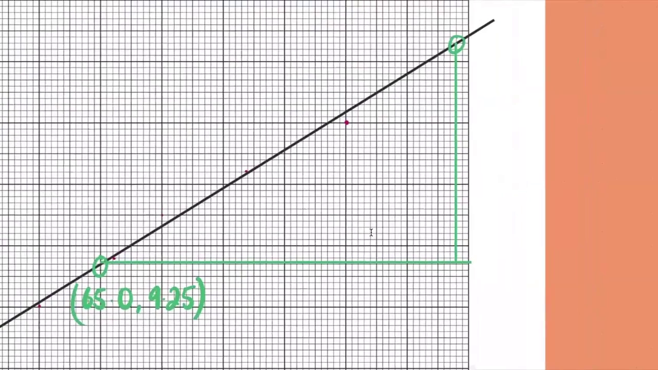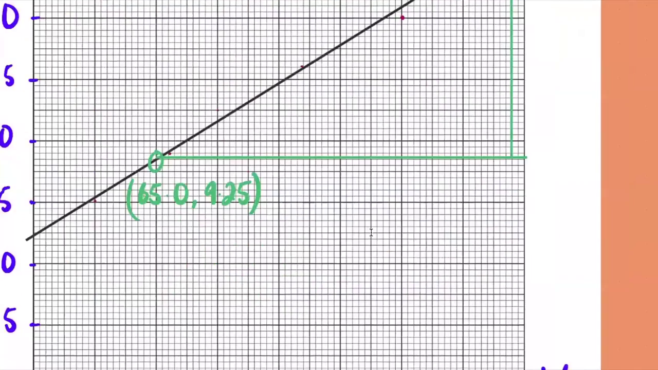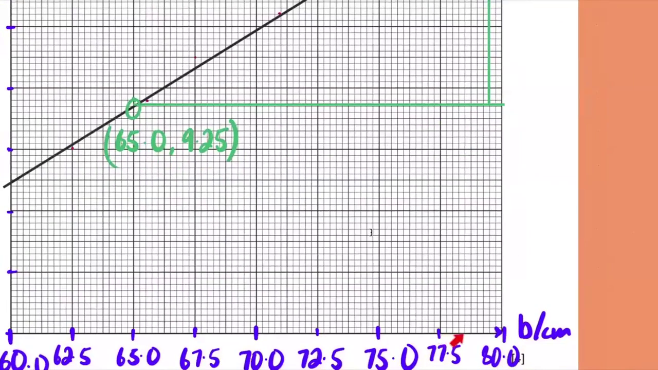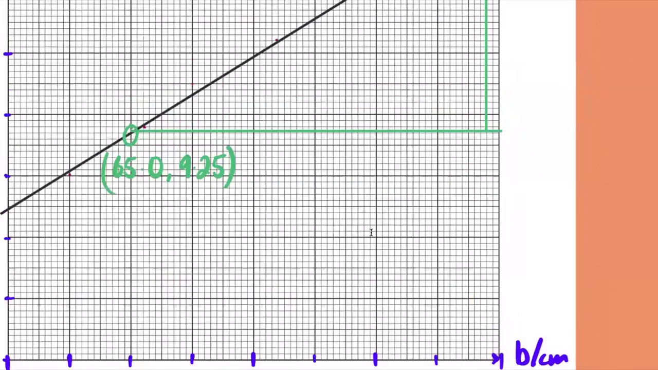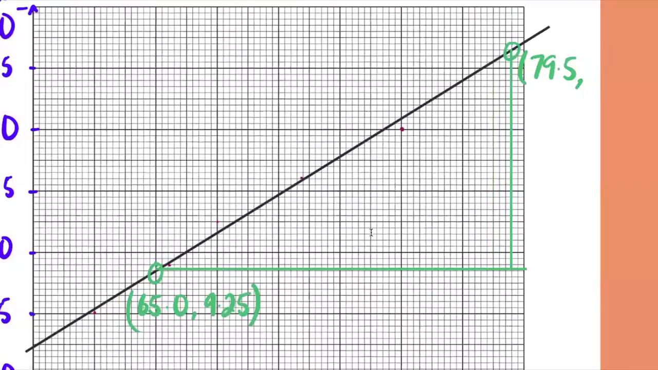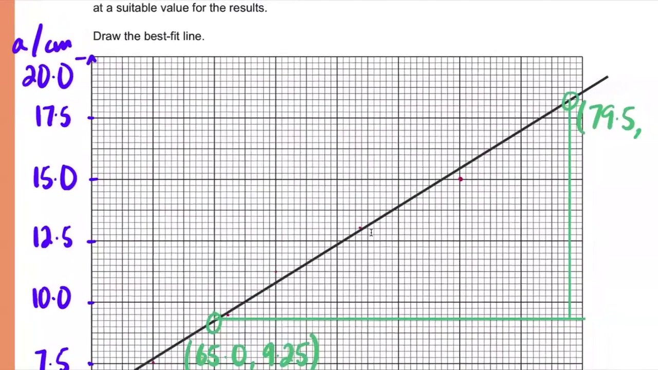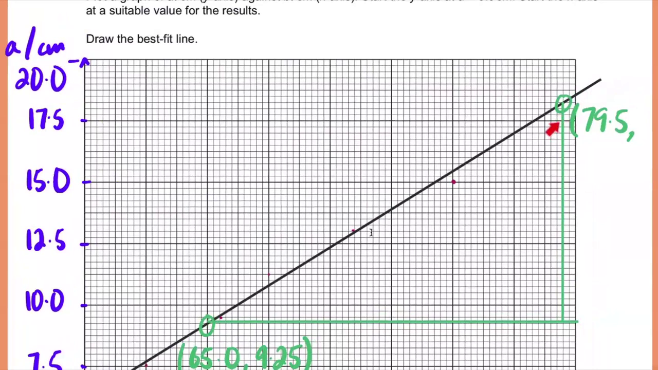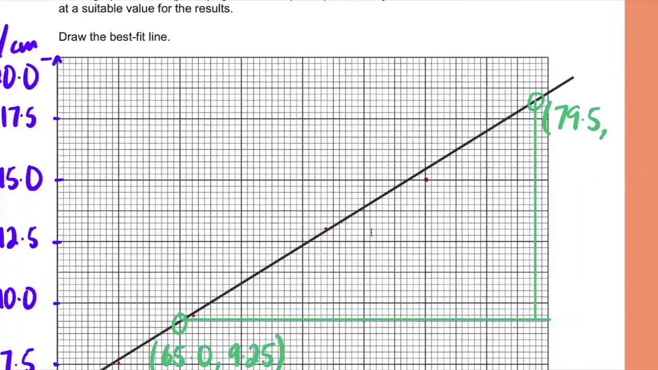So if I look at this here, so 78, 78.5, 79, 79.5 is what this value is. So x coordinate is 79.5 and the y coordinate, so this is 17.5 and 18, and this would have been 18.5, so this is 18.25.